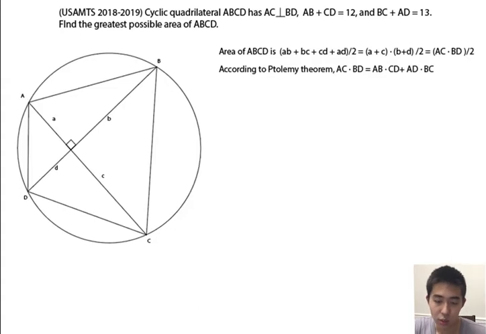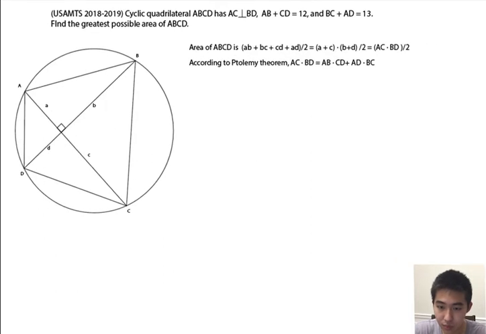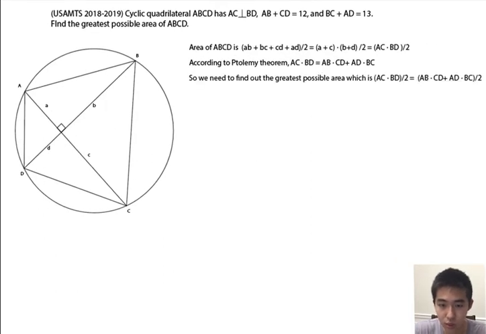So next, we can use Ptolemy's theorem, which says that in a cyclic quadrilateral, the product of the diagonals is the sum of the products of the opposite sides. So in this case, we have AC times BD is equal to AB times CD plus AD times BC. So now we want to find the greatest possible area, which is (AB times CD plus AD times BC) over 2. So now we use the fact that AB plus CD is equal to 12.